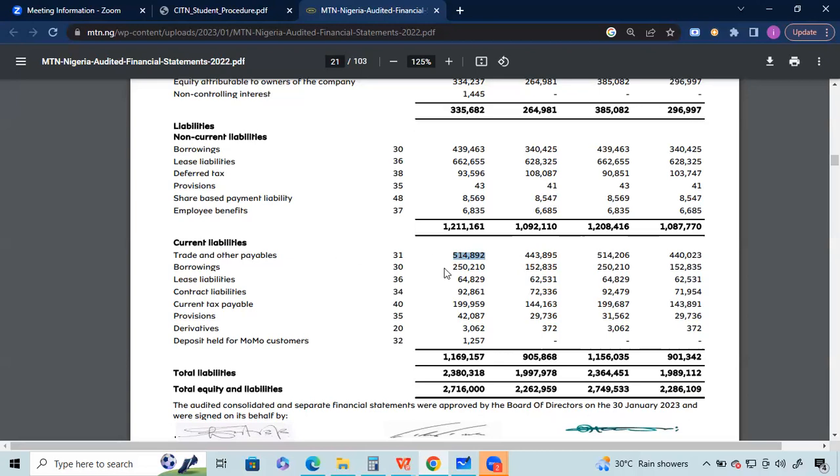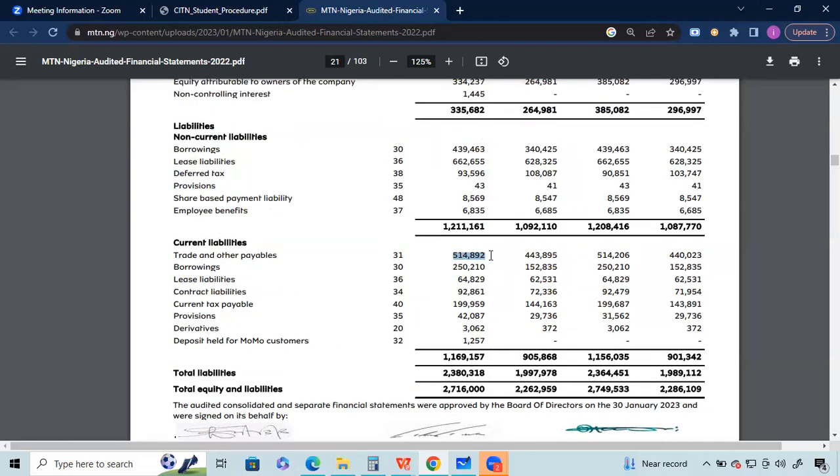So meaning that this trade and other payables of 514,892, we expect MTN to pay to fulfill this obligation before 2023. But this borrowing is still going to be there in the 2023 financial statement because it's non-current. It's more than 12 months. But this payable that you have here is a current liability. It's within 12 months. So these are examples of categorizing liability into non-current and current, looking at the listed company, which is MTN.